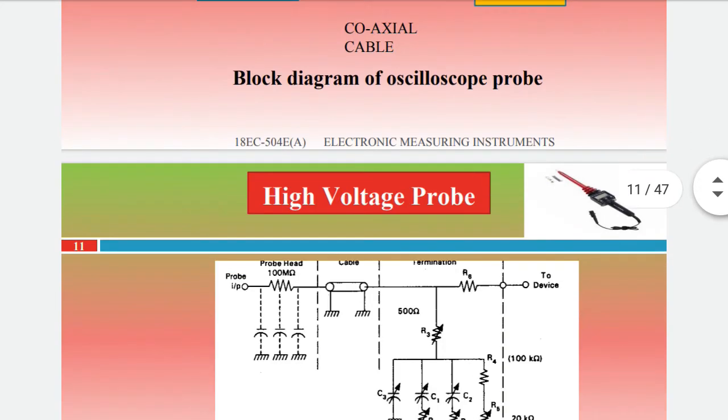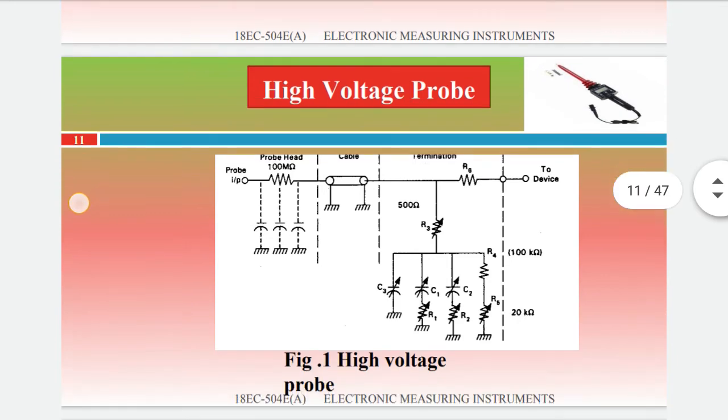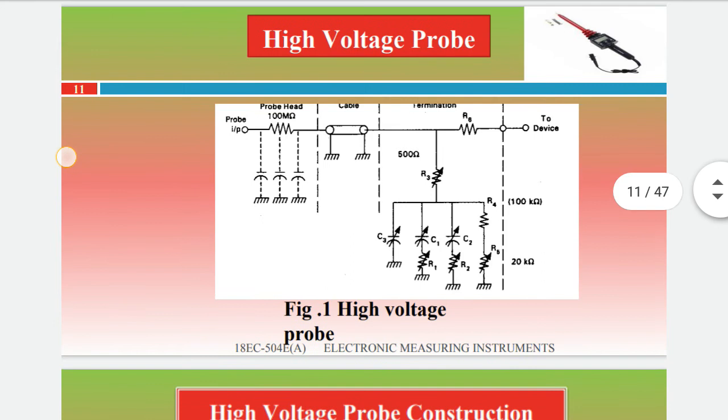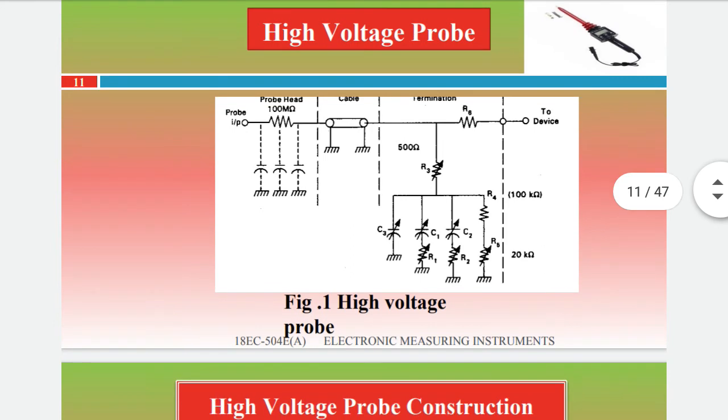Now coming to the internal circuit, that is the circuit diagram. The probe input consists of a probe head, that is 100 mega ohm, and there are 3 capacitors. By tuning we can adjust the probe attenuation, and next there is a coaxial cable and termination circuit, where resistors and capacitors are connected, and finally that is connected to the device, that is nothing but the oscilloscope.